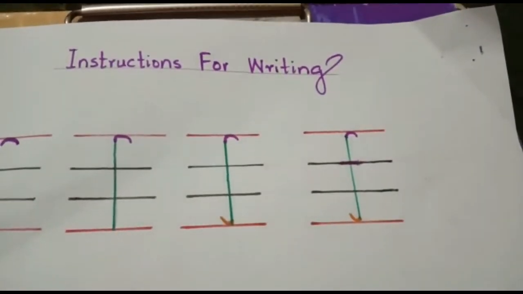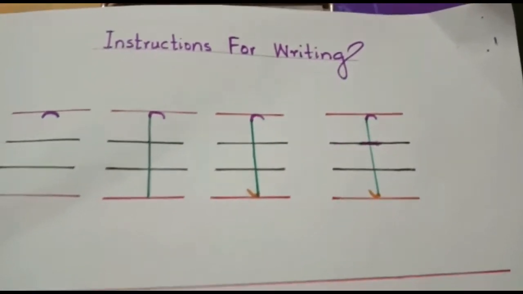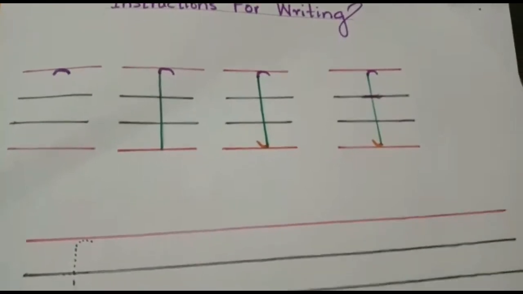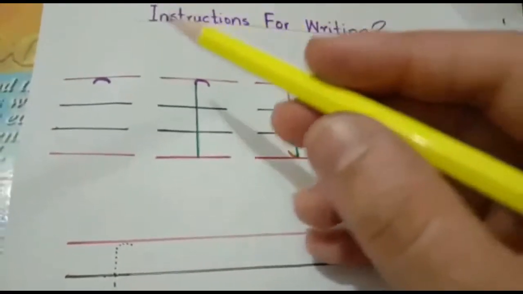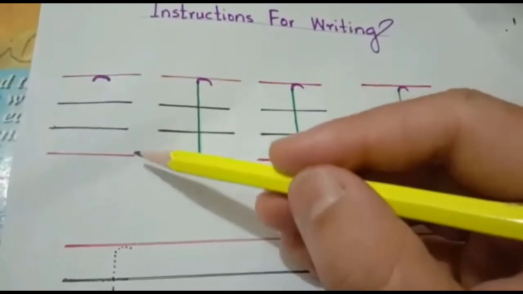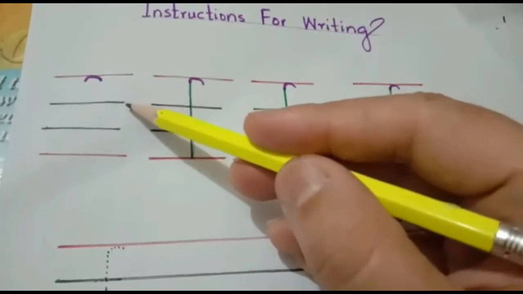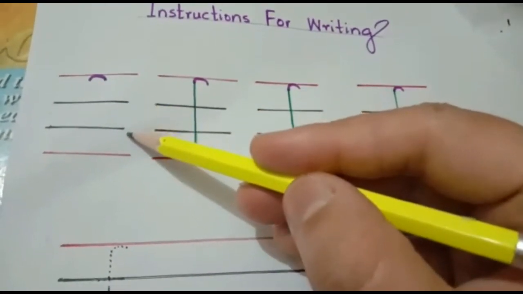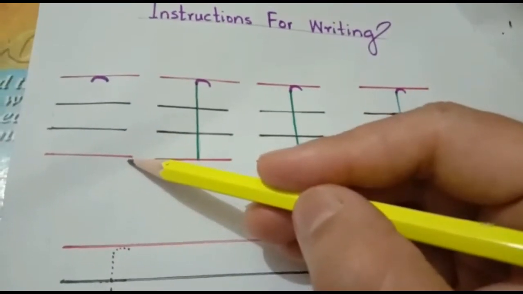The second part is about instructions for writing. How we will write small f on a line pattern. First of all, I will discuss this line pattern in front of you. Now, first is top line, you know very well. Second is middle line, good. Third is base line, and the last is lower line.